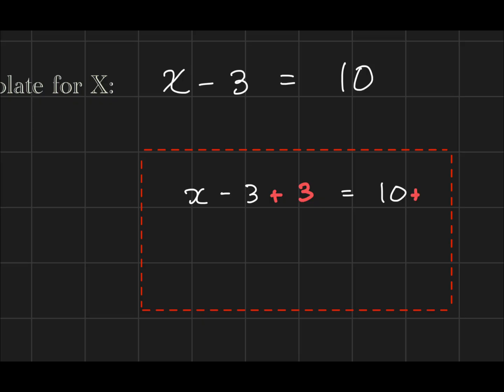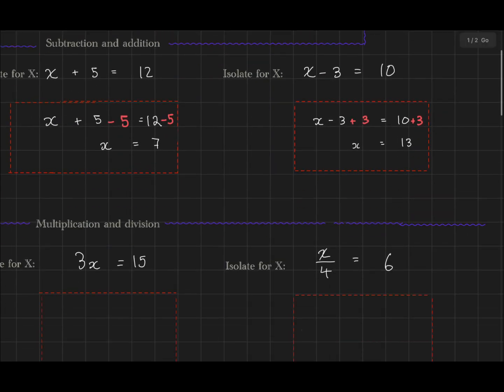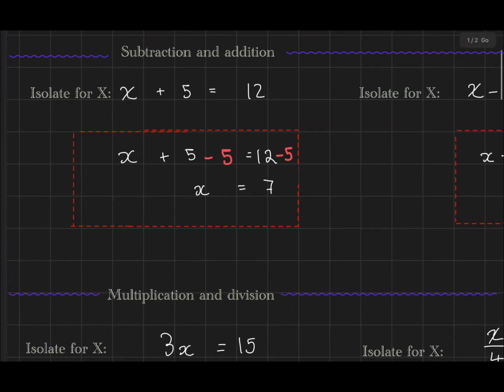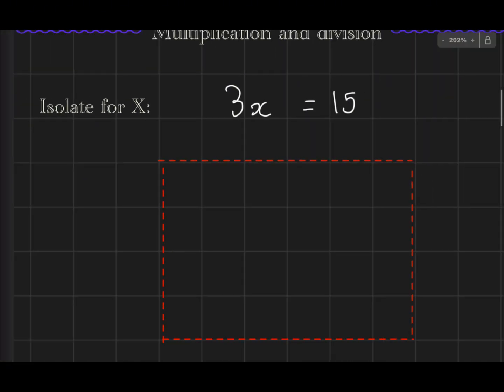And whatever we do on one side, we have to do to the other side. So we do 10 plus 3. This gets us x, because negative 3 plus 3 is 0. And 10 plus 3 is 13. So we get x equals 13. Now, let's move on to multiplication and division, where we have this example.